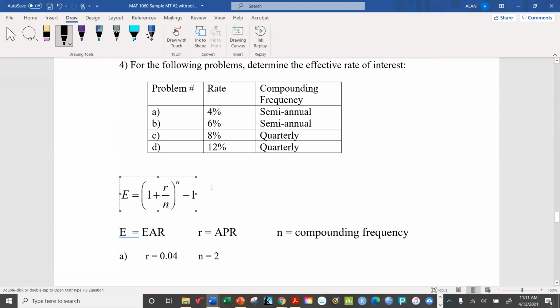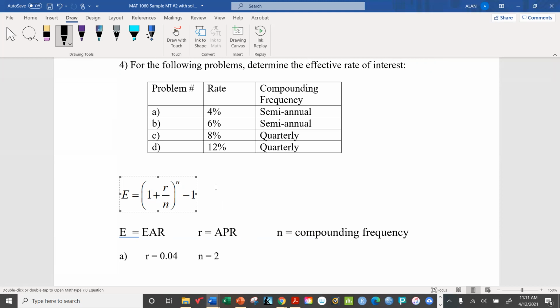If you notice, there's no T here because this is just a simple annual percentage. The number of years in which you leave the money in the bank doesn't affect the EAR. It only affects the future value. So this is all we need to know.